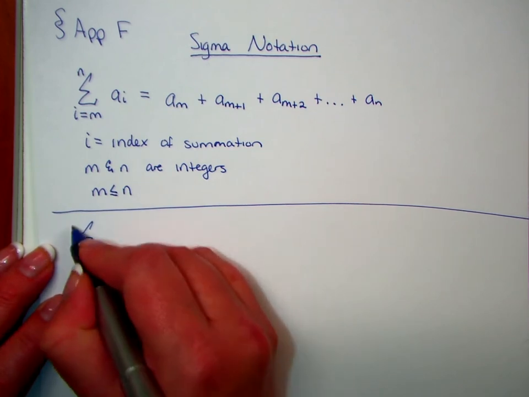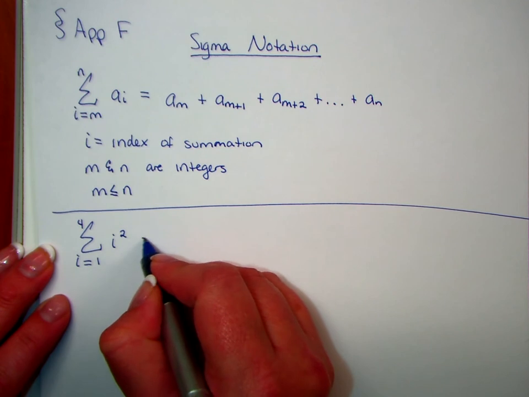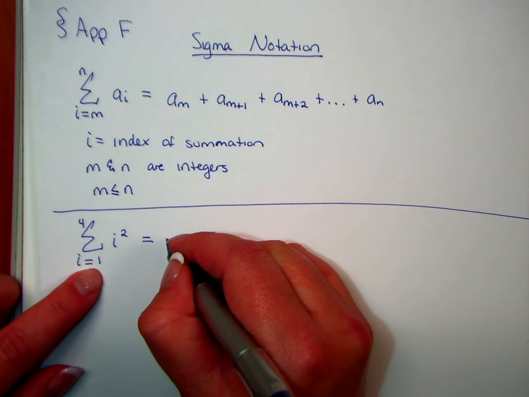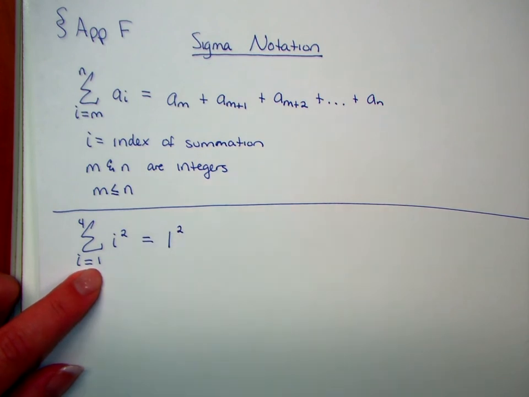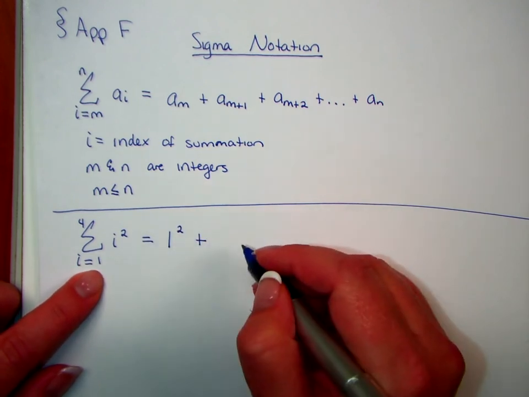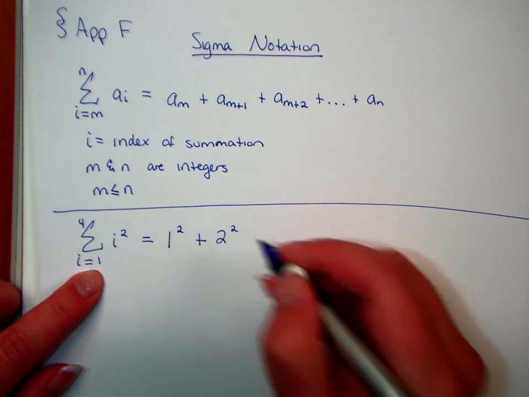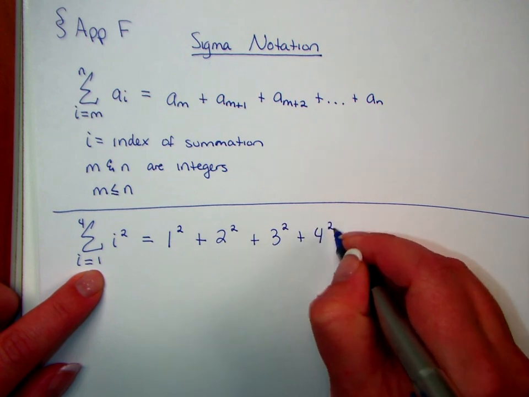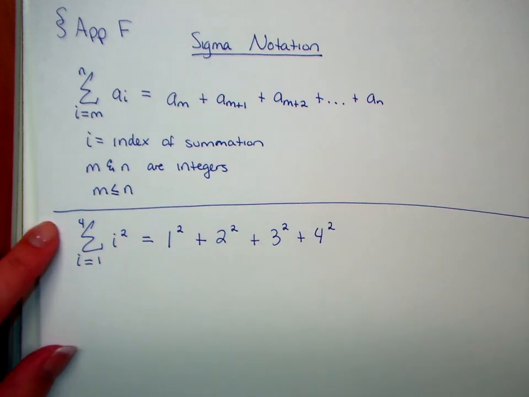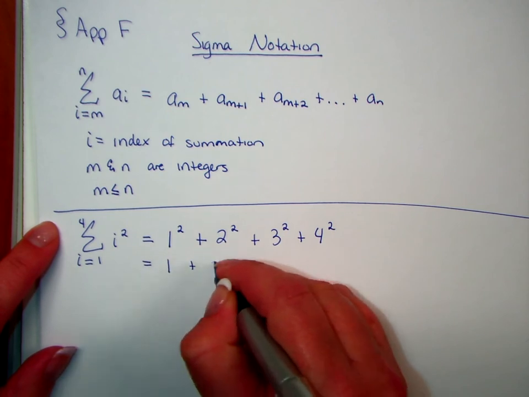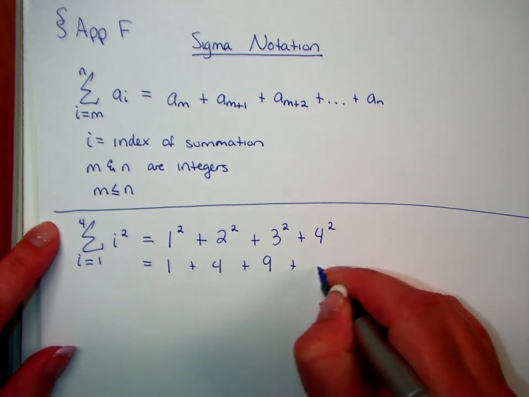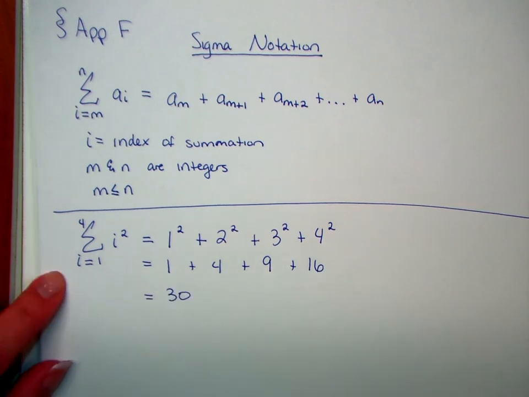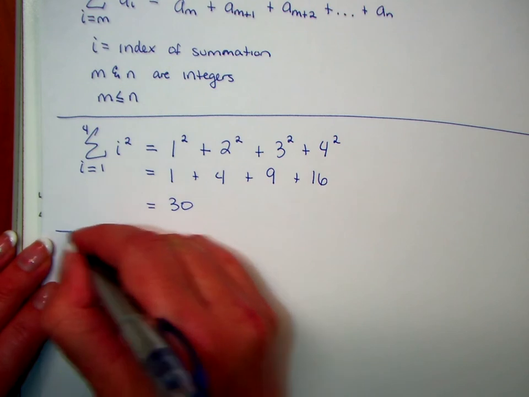So let's sum from 1 to 4 of i squared. We're going to start off with an i value of 1. So the first term is going to be 1 squared. The second term, we increase i to 2, is 2 squared. The next term would be 3 squared. The next term would be 4 squared. And then we would stop at 4. So we're looking at 1 plus 4 plus 9 plus 16. 25 and 5 is 30. So this summation equals 30.